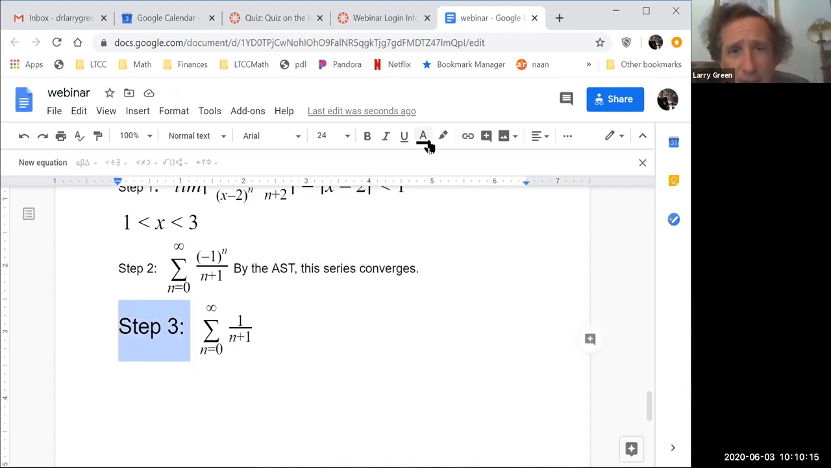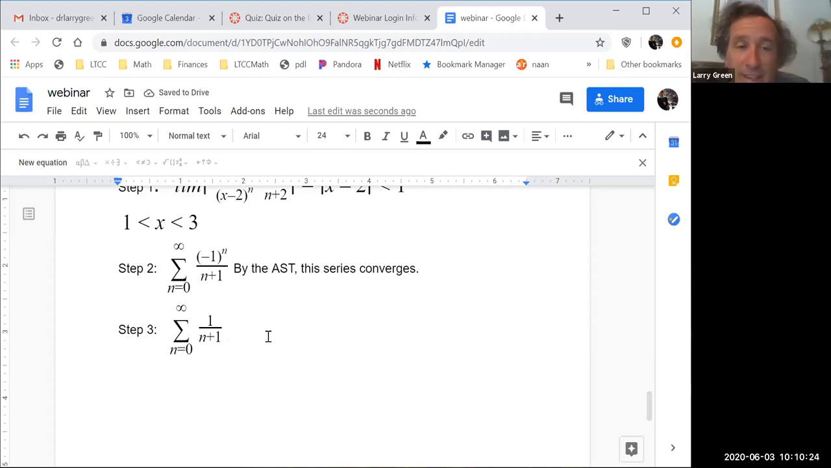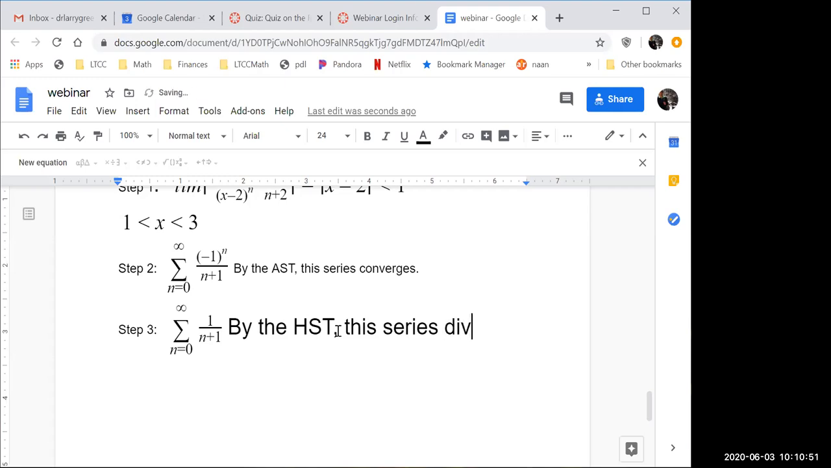And what test can we use now? Comparison test. The comparison, or notice this is the harmonic series. Do y'all realize that? I know you're used to seeing a 1 over n, but if it starts at 0, it's 1 over n plus 1. That's the harmonic series. So by the harmonic series test, this series does what? Diverges. Any questions on that?